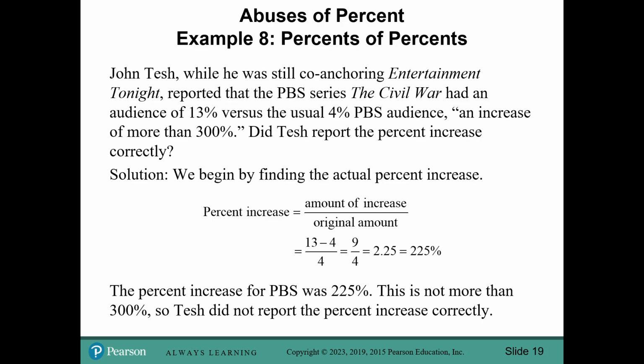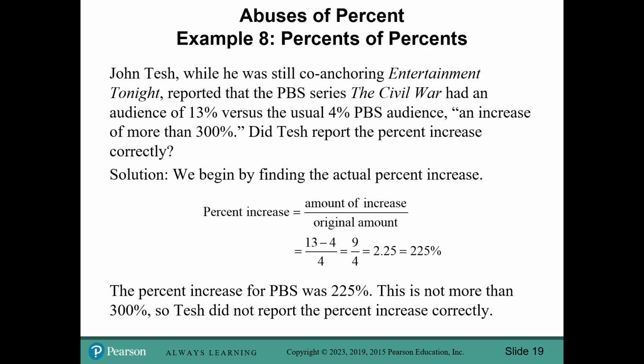Solution. We begin by finding the actual percent increase. The percent increase, by definition, is the amount of increase over the original amount. So the amount of increase here, 13 minus the original amount, tells us the overall amount of increase. That's 9, over the original amount, which was 4. So 9 over 4 is 2.25, which is 225%. The percent increase for PBS was 225%. This is not more than 300%. So Tesh did not report the increase correctly.